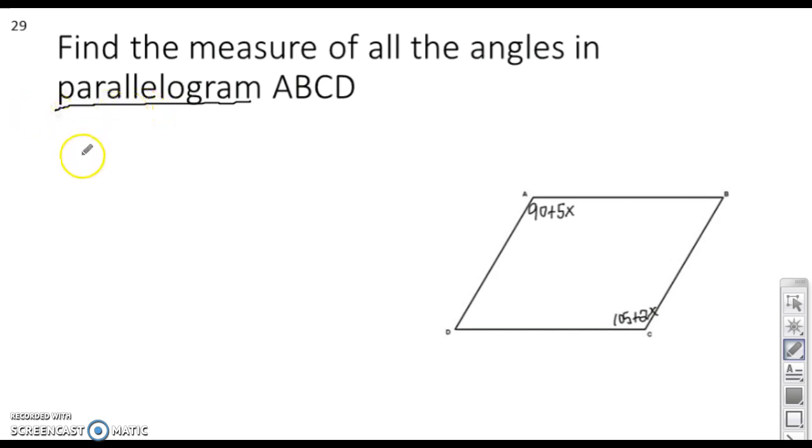They all have to add up to 360 because it's a four-sided figure, so the sum has to be 360. We know the opposite angles have to be congruent. And then we know the consecutive angles have to be supplementary. So we know all three pieces of information. Since I'm given two opposite angles, I'm going to set those equal to each other.